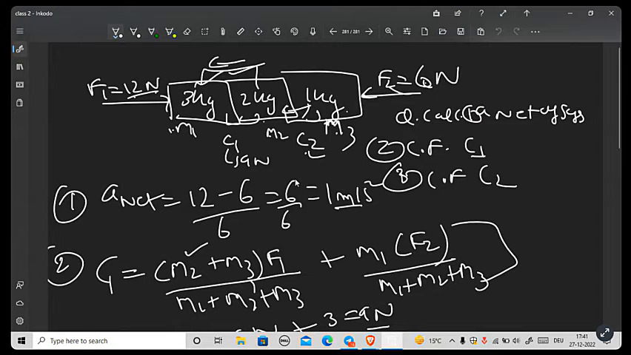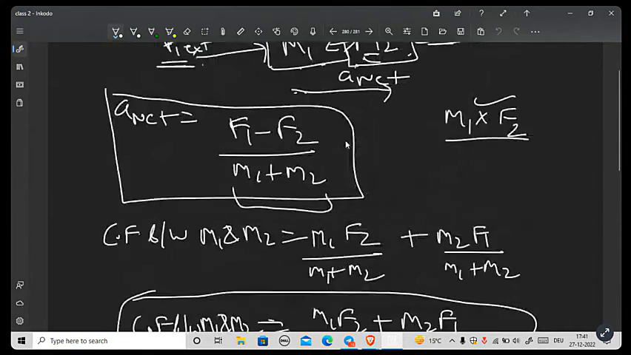Moving on to the contact force C1. What is contact force C1? C1 is the contact force between the 3 kg block and the 2 kg block. ध्यान से देखो डायग्राम को. 3 kg और 2 kg block के बीच की contact force है C1. Now, what was the formula which I told you for a 2-block system? For a 2-block system, what was the formula?